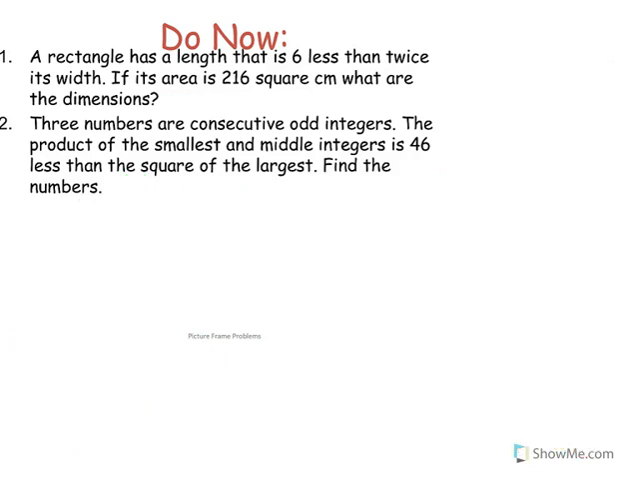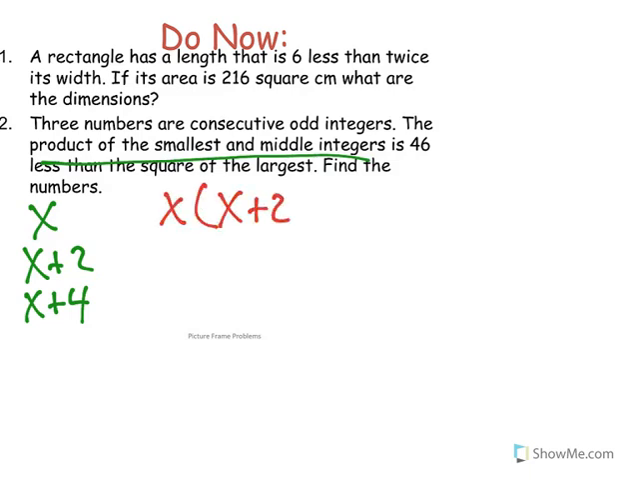All right, so now let's get back to the second one. So we've got consecutive odd integers. So I'm going to use x, x plus 2, x plus 4, right? And again, we could make x the middle one. We could make x the largest one. But this should be easy enough. So it says the product of the smallest and the middle. All right, so my smallest is x, and my middle is x plus 2. And it says is 46 less than the square of the largest.